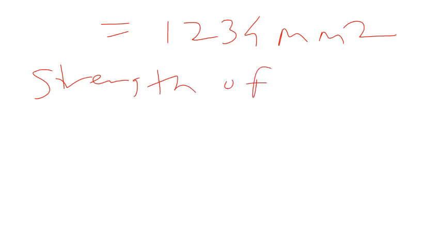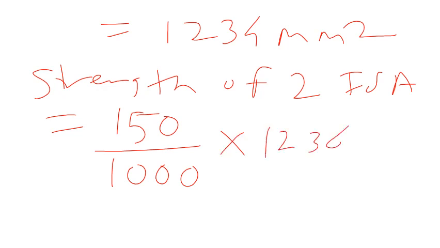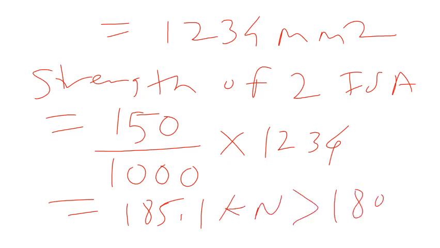Strength of this double angle member, we can do ISA member when it is connected on both sides of the gusset plate. So again the value for the permissible stress is this, divided by 1000 to make it kilonewton, and A net available, that is 1234. So this will come to 185.1 kilonewton, which is greater than the required value, that is 180 kilonewton. So we can say that our design is safe, or okay.